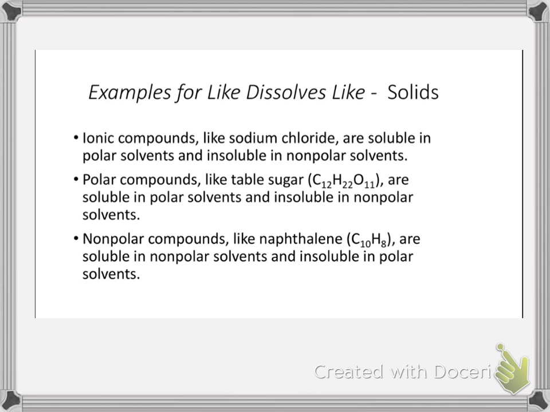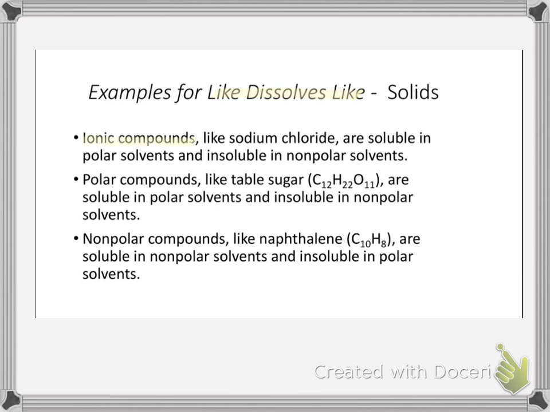So here's some examples. It says ionic compounds like sodium chloride, so salt, are soluble in polar solvents like water and insoluble in nonpolar solvents. Polar compounds like table sugar are soluble in polar solvents like water and insoluble in nonpolar solvents. And nonpolar compounds like naphthalene, which is the chemical in mothballs, are soluble in nonpolar solvents and insoluble in polar solvents. So we're looking for like dissolves like.